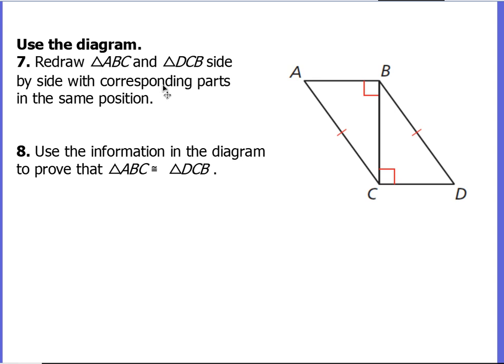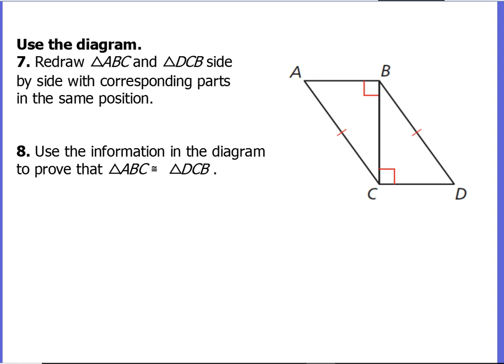Alright, ladies and gentlemen, in this video we're going to go ahead and do another example of a proof. In the first question, part of the question says redraw triangles ABC and DCB side by side with the corresponding parts in the same position. Now, you can do this a couple different ways, but I think it's just going to help us visualize which ones match up. So let's go ahead and do a couple of redraws here.